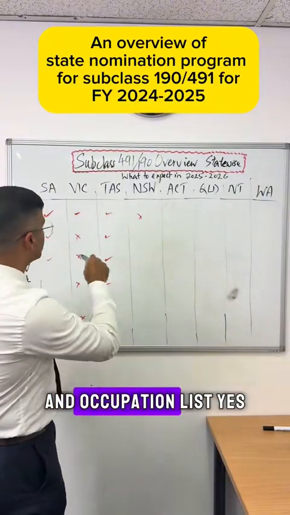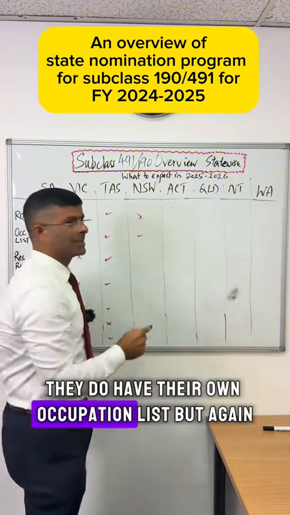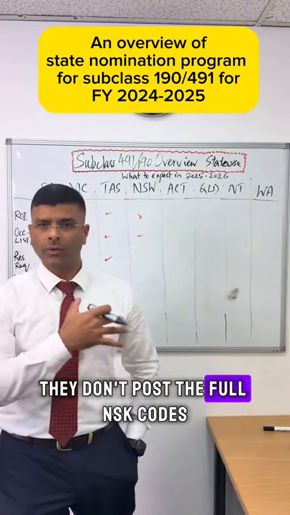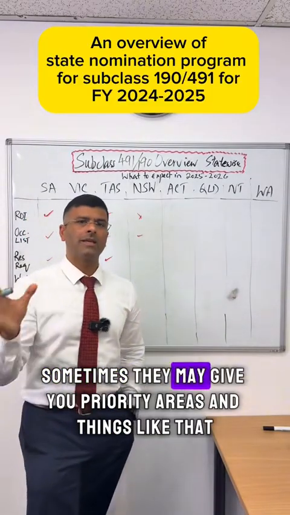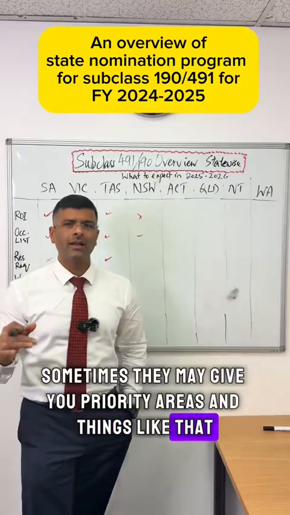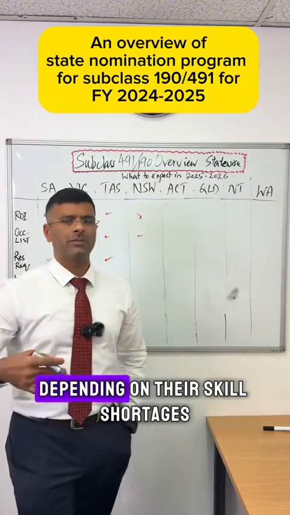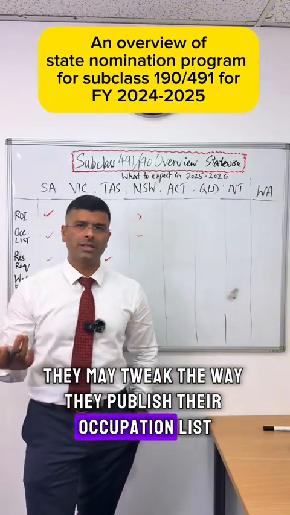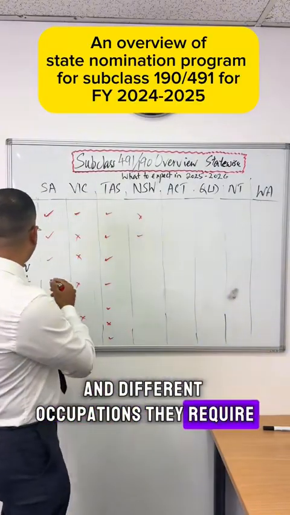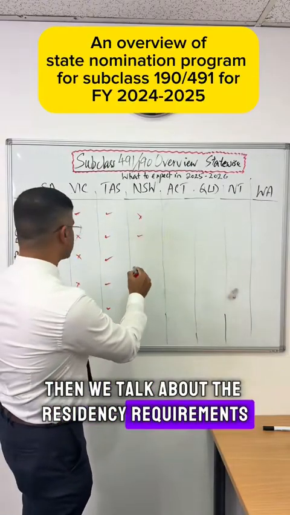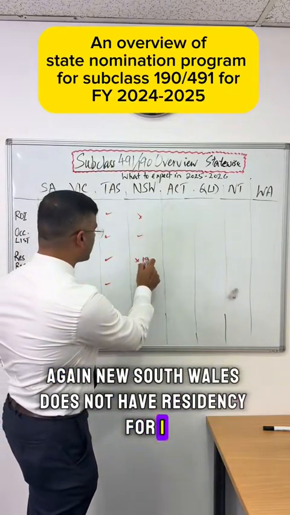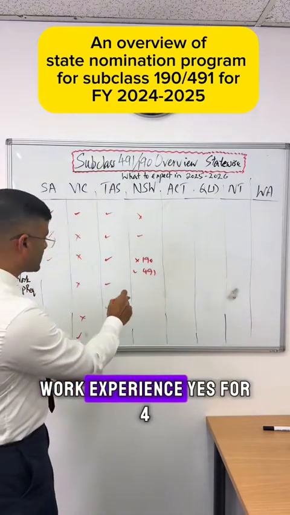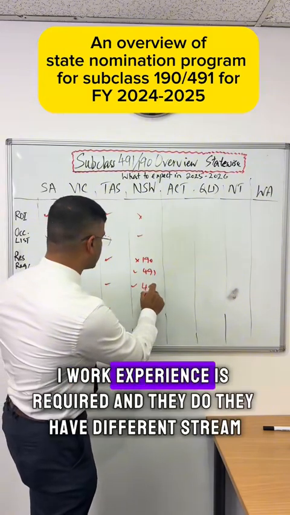Okay, and occupation list, yes, they do have their own occupation list, but again, they don't post the full ANZSCO codes sometimes. They may give you priority areas and things like that, but depending upon how their program is running, depending upon their skill shortages, they may tweak the way they publish their occupation list and different occupations they require. When we talk about residency requirements, again, New South Wales does not have residency for 190, but they do have for 491, as I discussed earlier. Work experience, yes, for 491 work experience is required.